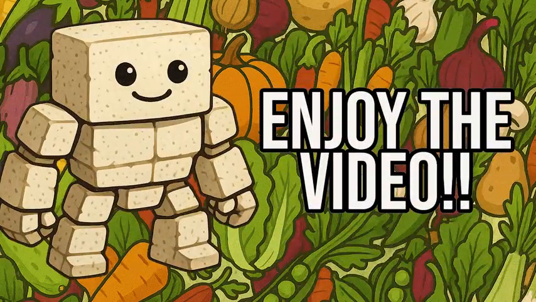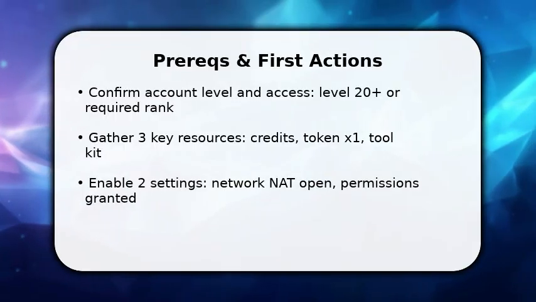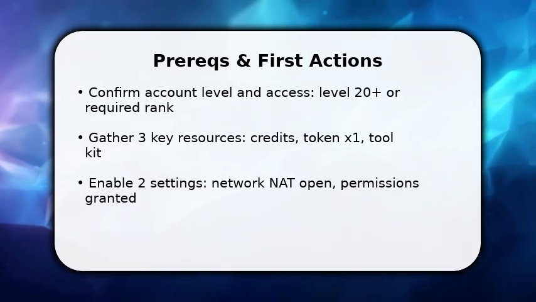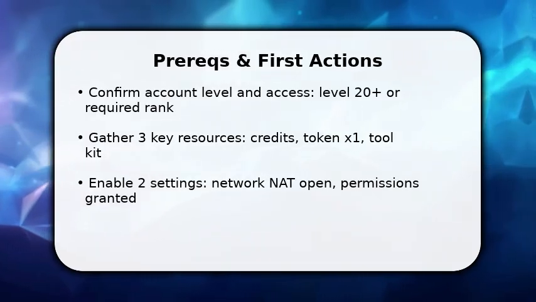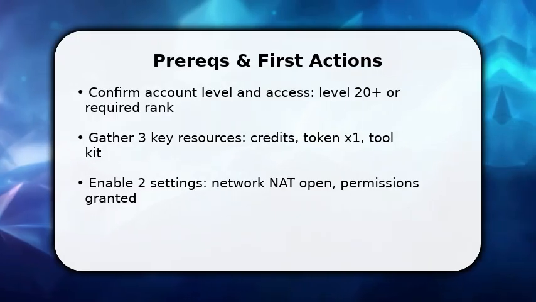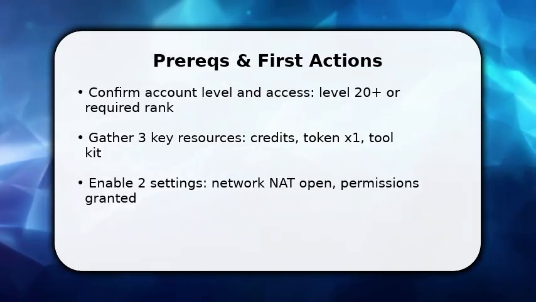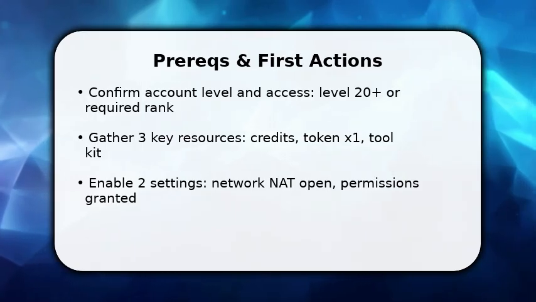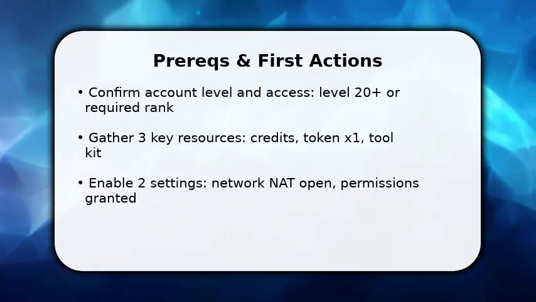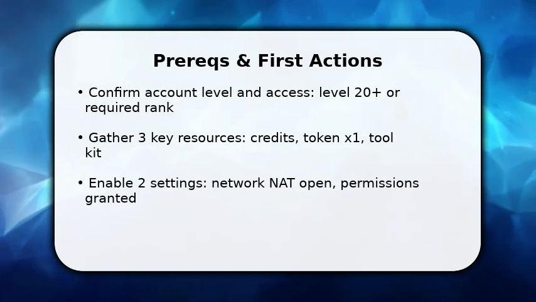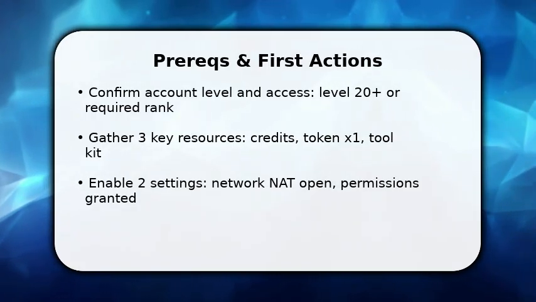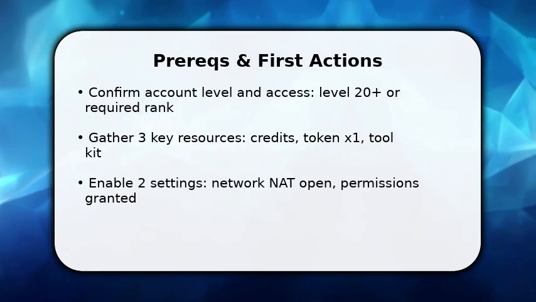Please enjoy the video. You start by confirming prerequisites so nothing blocks progress. Check your account rank and open NAT now. Once confirmed, gather the 3 resources listed: credits, a token, and a toolkit, so you can perform the unlock steps without interruption. Make sure permissions and any client settings are enabled. This avoids permission errors mid-process.